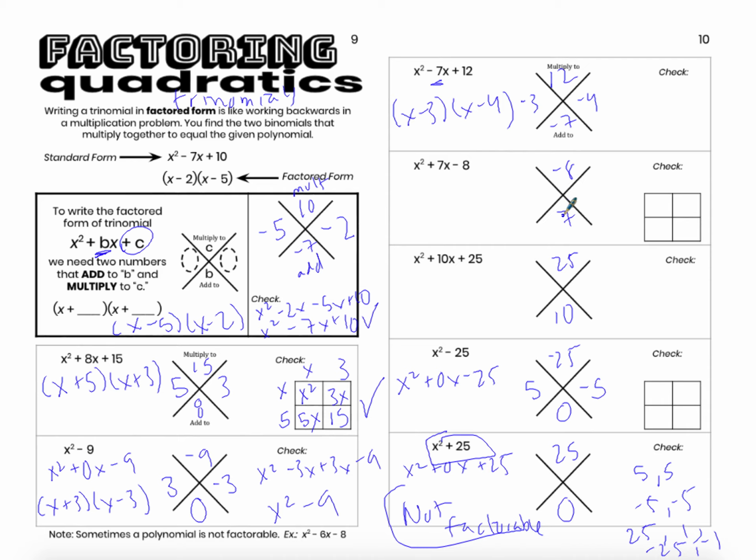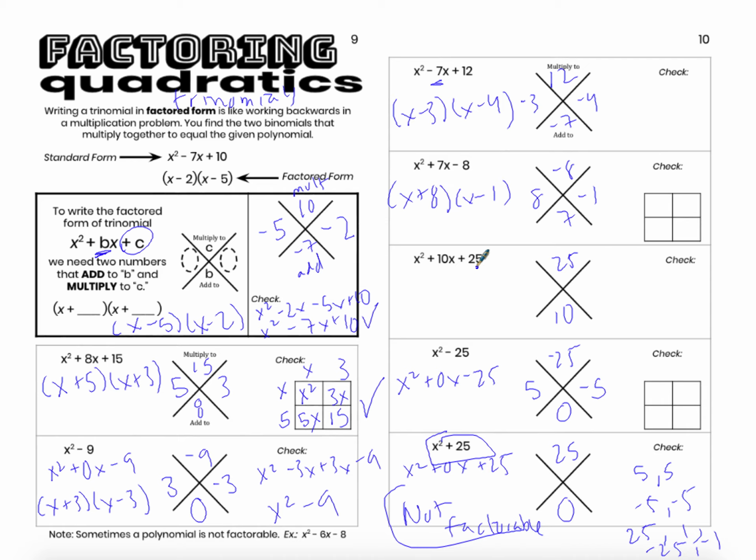This is one that students sometimes have a hard time with, multiplying to negative 8 but adding to 7. So always try the factor pair of the number and the number itself and 1. This works. x squared minus x plus 8x gives me 7x minus 8.